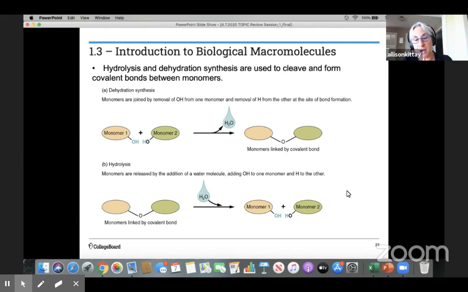molecule into smaller molecules. So if we've got that polypeptide or polysaccharide or nucleotide that is linked together, if we add water, we hydrolyze it, we're going to break that bond, and we are going to split those monomers into two and re-add that water to each monomer. The hydroxyl group will go to the first one, and the hydrogen will go to the second one.